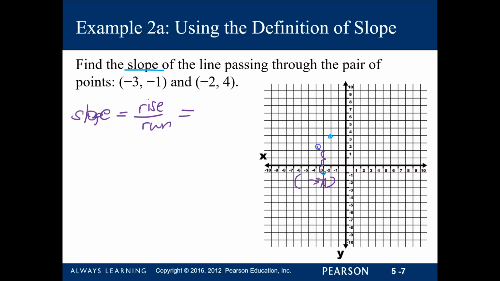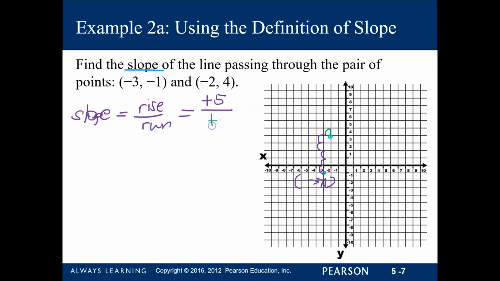1, 2, 3, 4, 5. Okay, so because we're going up, that is a +5. Now the run is the movement horizontally. So from here, how do we go to the point? Do we go left or do we go to the right? We need to go to the right. So in this case, we jump 1 to the right.